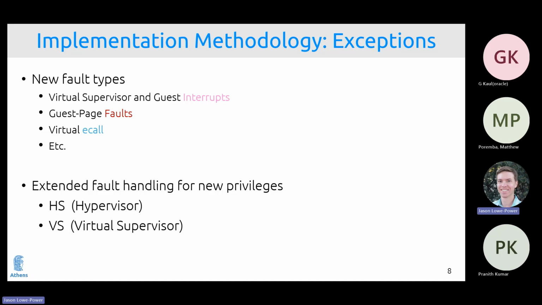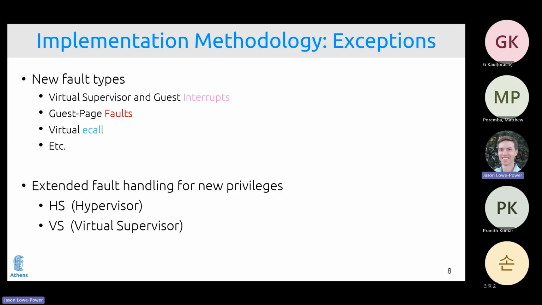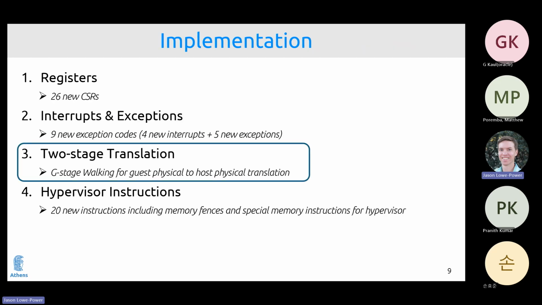And what you have to do is extend the fault handling logic in gem5 to accommodate these new types of faults and these new privileges. Because these new privileges that appear in the H extension, two of them are the hypervisor mode, HS, and another one is the virtual supervisor mode, can also handle and delegate faults. So you have to extend the fault handling to accommodate all of this.